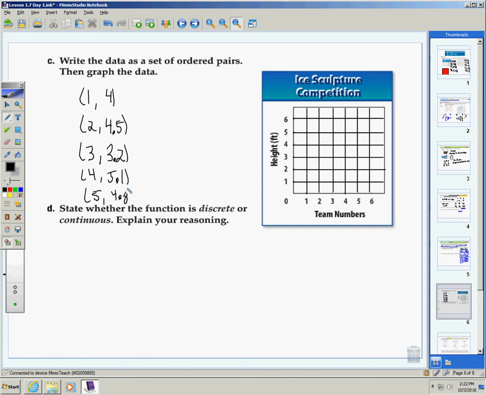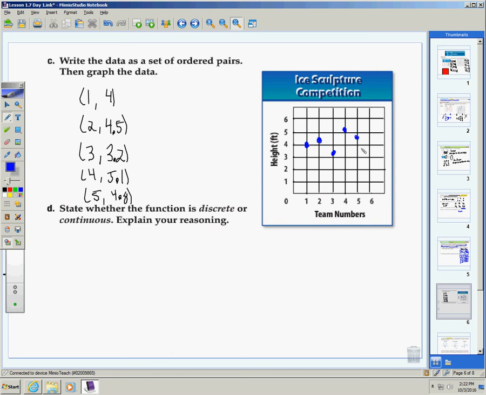So I go team 1, they were 4 feet tall, 2, 4.5, and hopefully you remember how to graph. 3, 3.2. Remember you've got to walk before you climb. 4, 5.1, and 5 was 4.8. So now I've plotted them. And then I need to determine whether the function is discrete or continuous.